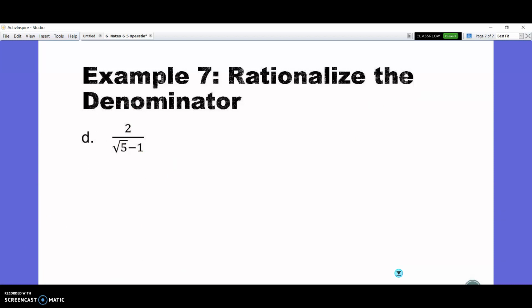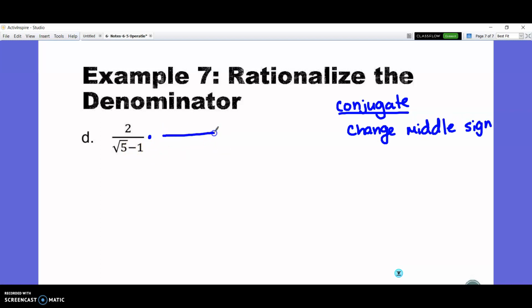Okay, last one here, rationalizing the denominator, but now instead of just a square root, we have a square root minus a whole number, so minus 1. And what we're going to do here is multiply just like we did with the complex numbers. We multiply by the conjugate. So change the middle sign. If the sign in the middle is subtraction, you're going to change it from subtraction to addition.